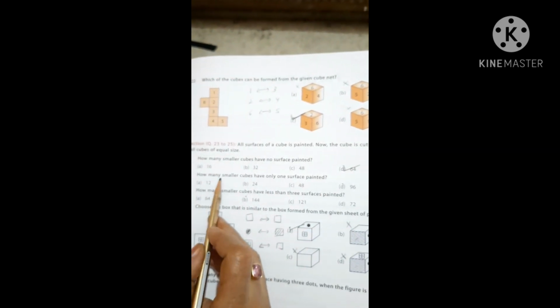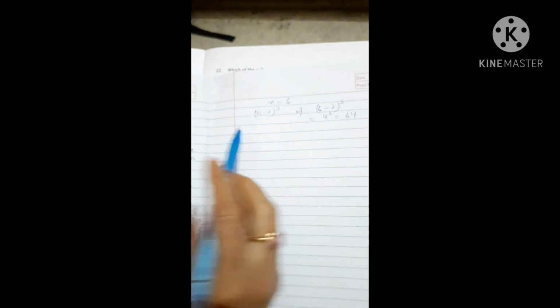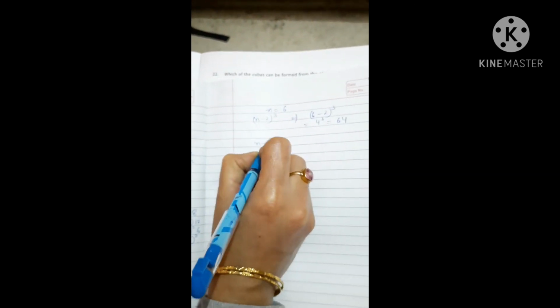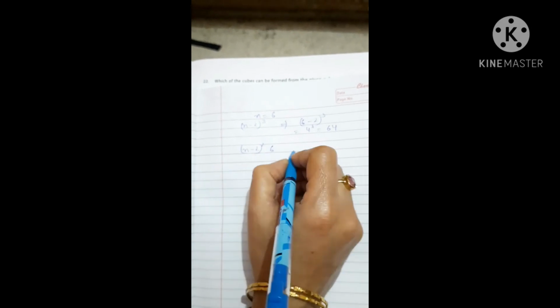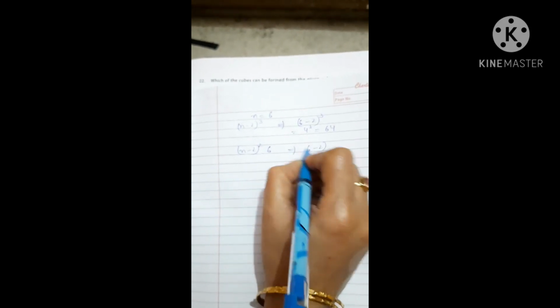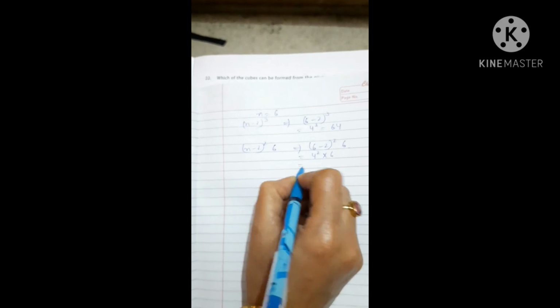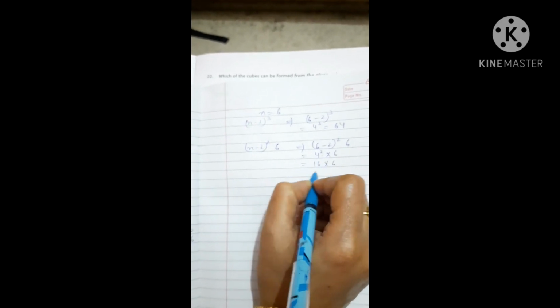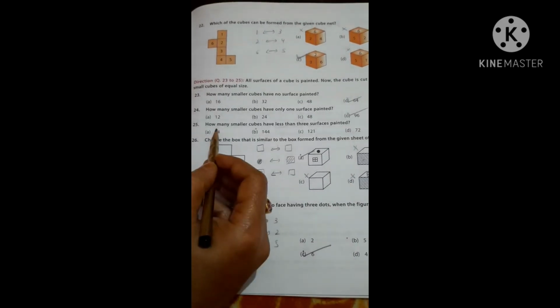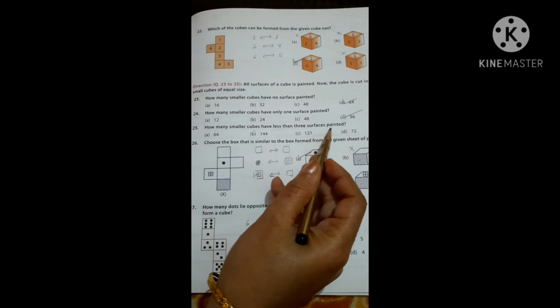Next is, how many smaller cubes have only one surface painted? Now again put the formula. For one surface painted, your formula is (n minus 2) whole square into 6. Put the values. (6 minus 2) whole square into 6. 4 square into 6. 4 square is 16 into 6, which is 96. So the answer will be 96. Right?